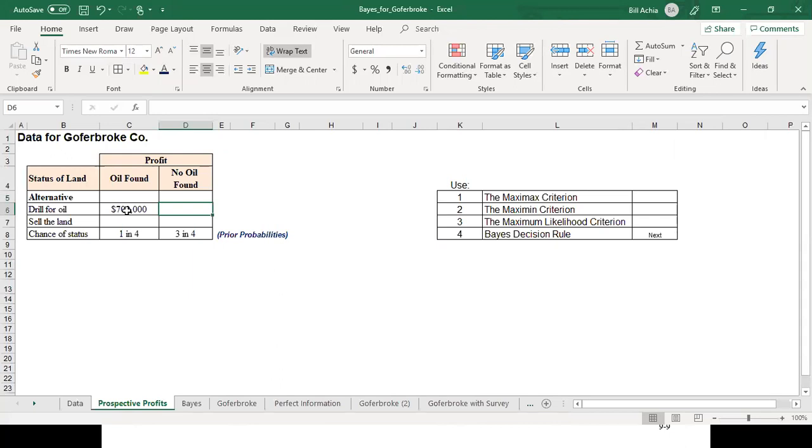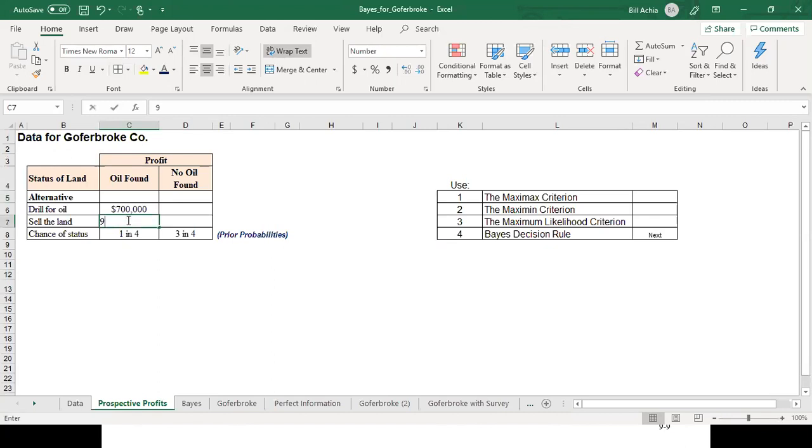If they decide to drill and no oil is found, the question then arises: what will their net revenue be in that case? The next thing that we have to ask ourselves is, what if we sold the land and oil was found? How much do we expect to gain?